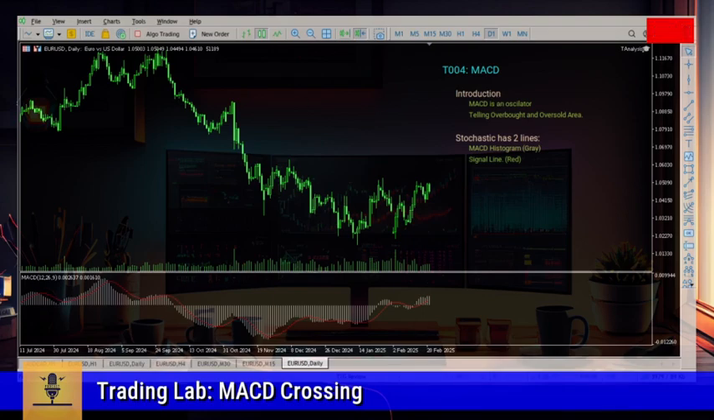MACD has two lines, the MACD line, the gray one, and the signal line, the red one. MACD is actually telling when two MAs are crossing each other. So basically, we trade using MA crossover.